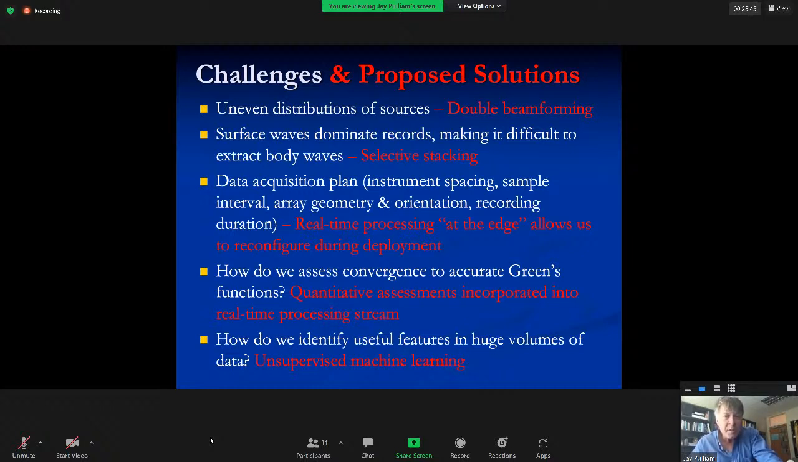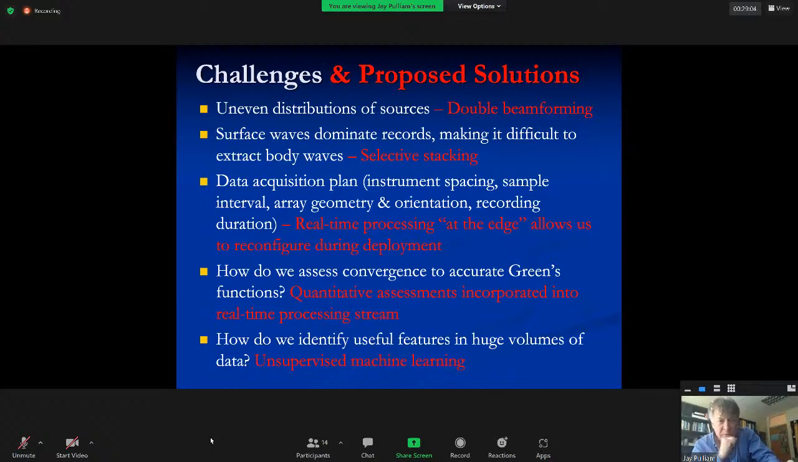And we have an unusual case here because we need to do double beamforming, meaning that we want to tune in that direction along the axis of the array and also back 180 degrees in the other direction along the axis of the array. So we want to do double beamforming.